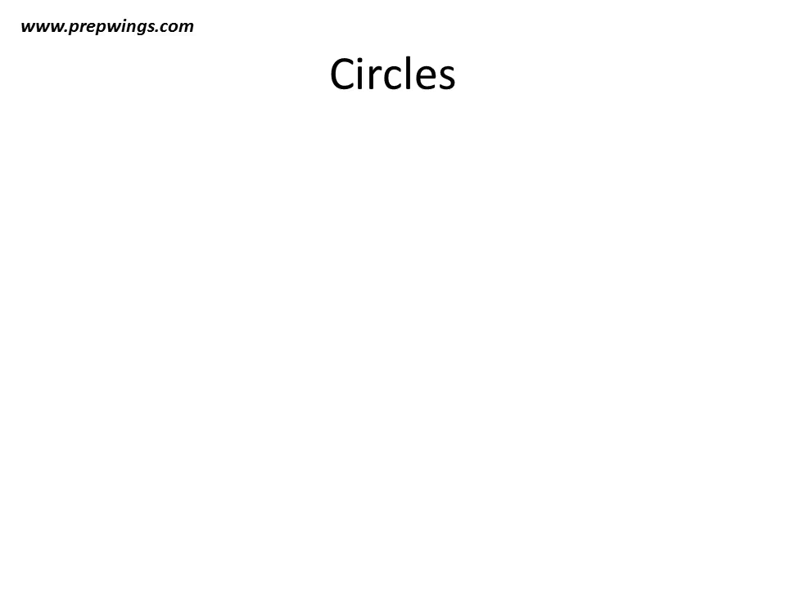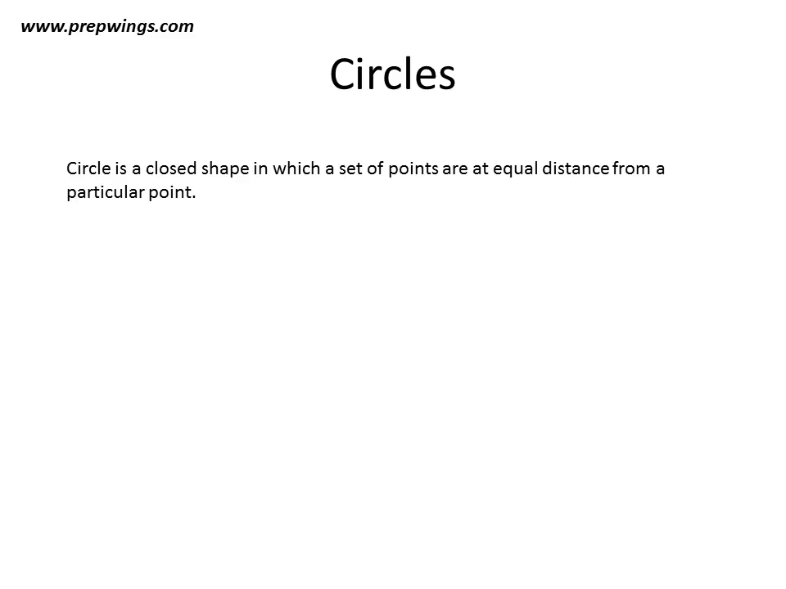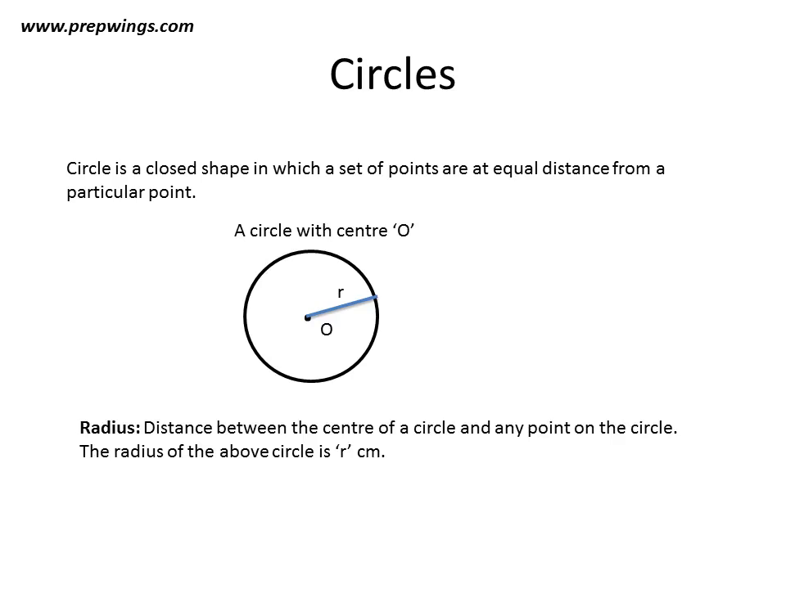In this video, we'll be covering circles. A circle is a closed shape in which a set of points are at equal distance from a particular point. So that particular point is called the center of the circle, and that equal distance is called the radius of the circle. Radius is the distance between the center of the circle and any point on the circle.